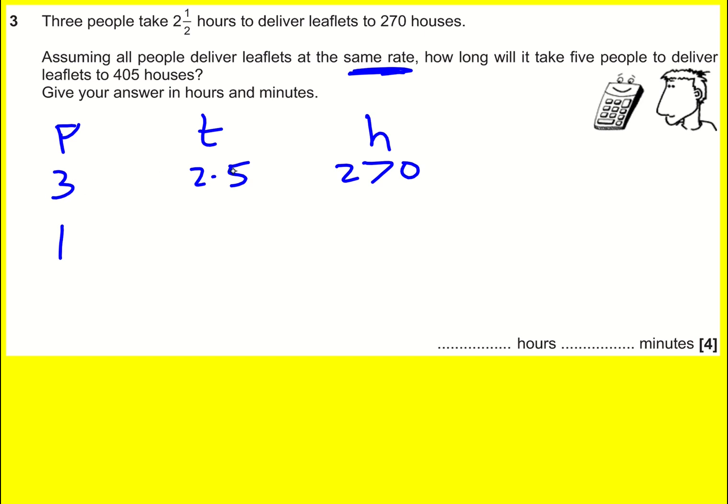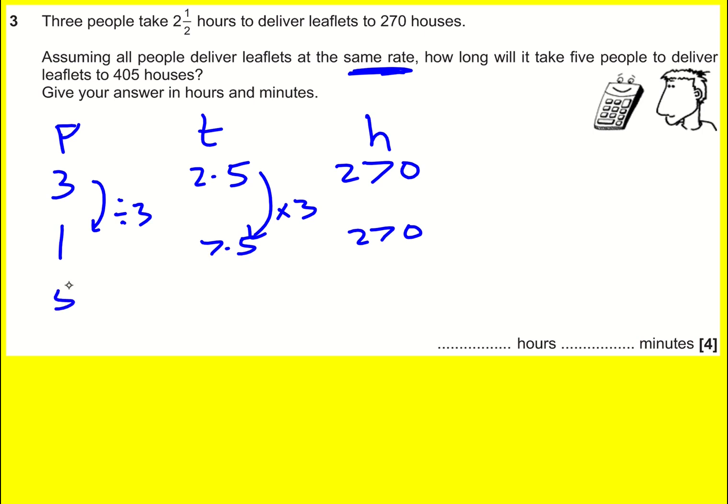Well, let's leave H the same. So one person is going to take longer. It's going to be 2.5 times 3. So if I divide by 3 here, I'm actually going to times by 3 here because these are inversely proportional. And that's going to give me 7.5. So it's going to take one person 7.5 hours to do 270 houses.